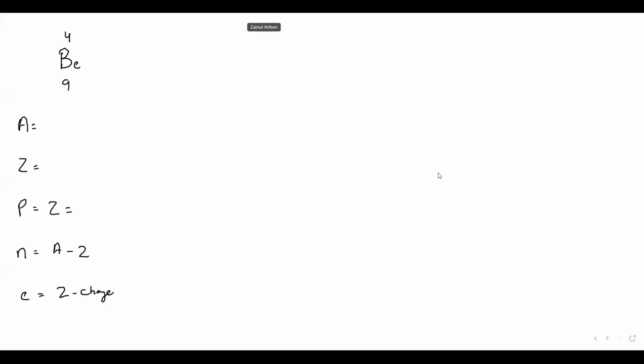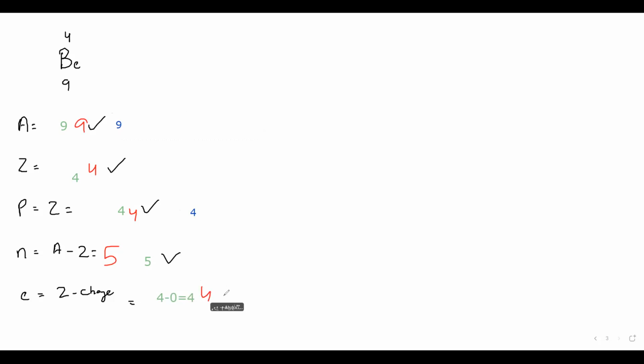For beryllium, A is equal to 9. You can use the screen annotation now, because the last one I was explaining, now it's an activity. So A is equal to 9, that's correct. Z is equal to 4, so the number of protons is 4, that's correct. And the number of neutrons is A minus Z, so 9 minus 4, that's equal to 5, correct.